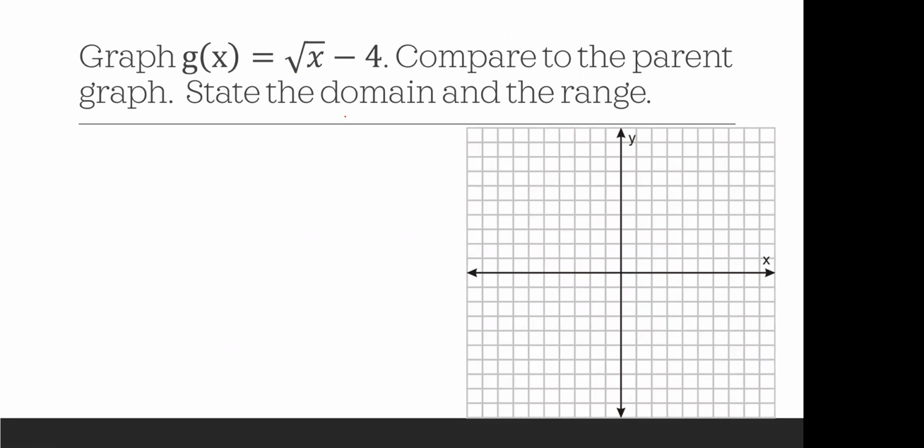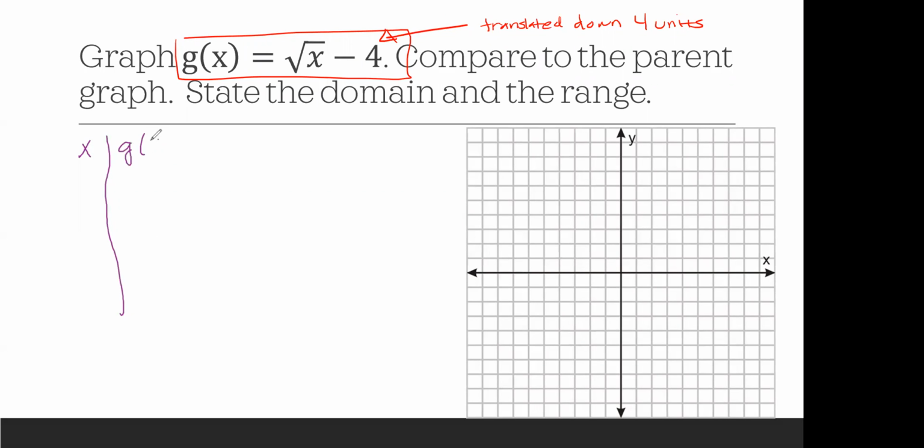Now it says g of x is equal to the square root of x minus 4. So because it has this minus 4 outside the radicand, you know it's going to be translated down 4 units. Okay? So if we made our table of values, I'm going to plug in 0 for x. Remember, for the domain, x has to be greater than or equal to 0.